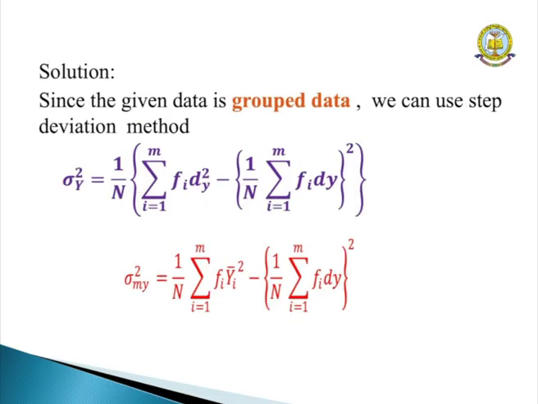Okay. Now the solution for the given data. What type of data is it? It is grouped data. We can use the step deviation method, which we just discussed. What is sigma square? Sigma square y is 1 by n of the sum over i equal to 1 to m of fi into dy square, minus 1 by n of the sum over m of fi into dy whole square. Sigma square my is equal to 1 by n of the sum over i from 1 to m of fi into yi bar whole square, minus 1 by n into the sum over i from 1 to m of fi into dy whole square. Now we can find the appropriate values by making use of di.